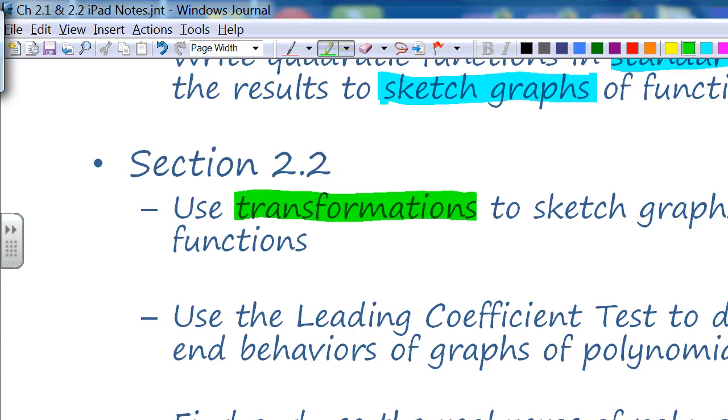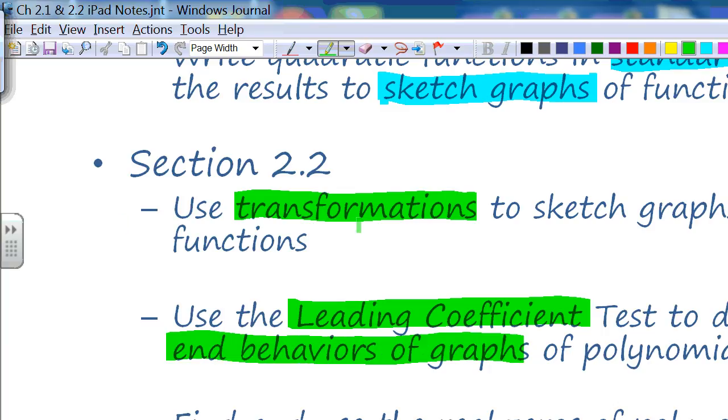For polynomials, we're going to look at the leading coefficient and use it to determine the end behaviors. This is important, end behaviors of graphs. And then we're going to find and use real zeros of polynomial functions. All right, so that's our goal today.